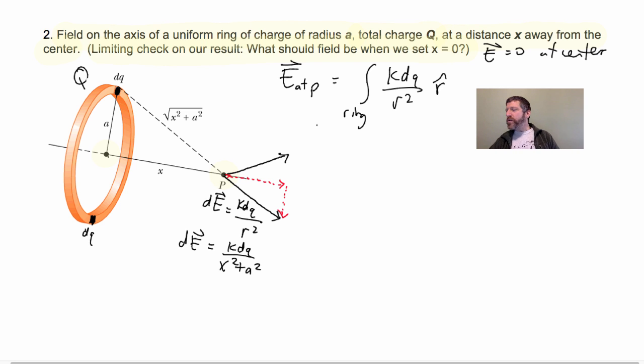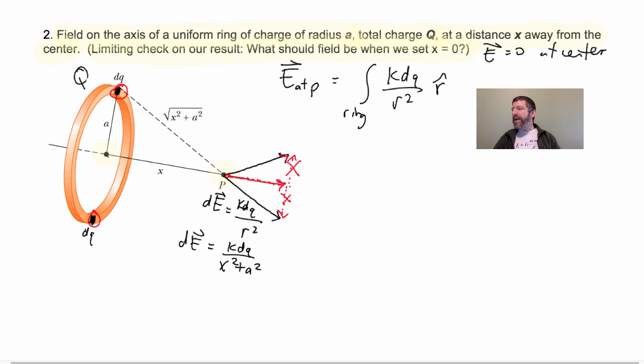Notice that this one has the same x component, the one on top has the same x component, but it has an opposite y component. So notice these y components will cancel. For every dq and the dq directly opposite it, the y component cancels out. The only part that survives is the x component for every one.